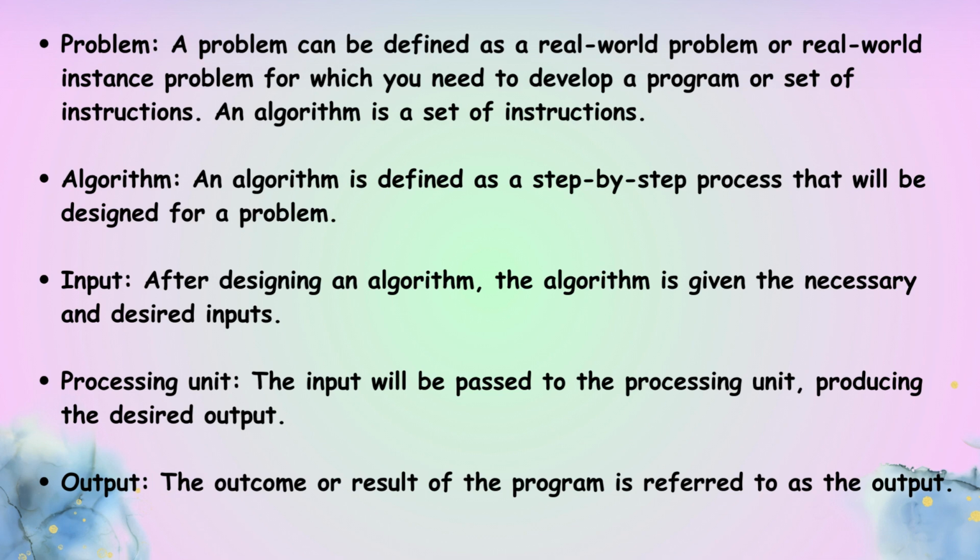Algorithm. An algorithm is defined as a step-by-step process that will be designed for a problem. Input. After designing an algorithm, the algorithm is given the necessary and desired inputs. Processing unit. The input will be passed to the processing unit, producing the desired output. Output. The outcome or result of the program is referred to as the output.